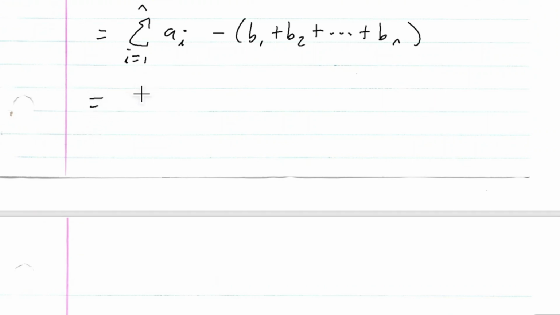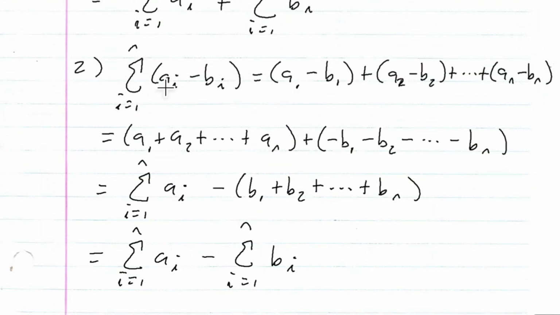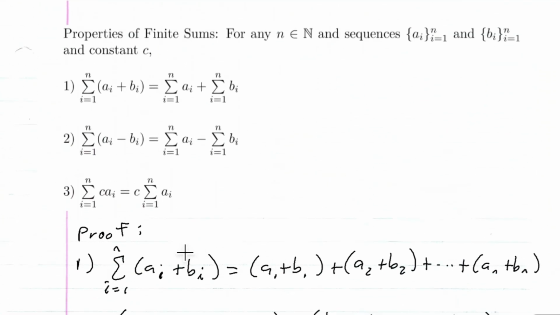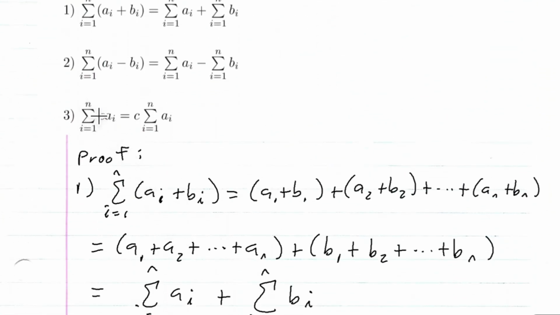Let's go ahead and finish this. So this is the sum from 1 to n of a sub i minus the sum from 1 to n of b sub i. So we've shown that the sum from 1 to n of a sub i minus b sub i is equal to the sum from 1 to n of a sub i minus the sum from 1 to n of b sub i. Okay, so the last one we want to show is that the sum from 1 to n of c times a sub i is equal to c times the sum from 1 to n of a sub i. So let's go ahead and do that here.